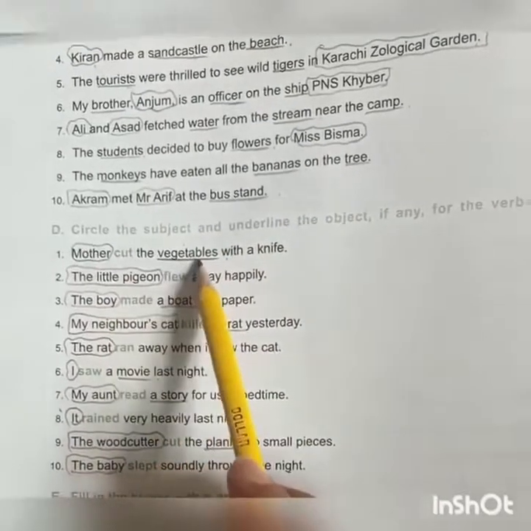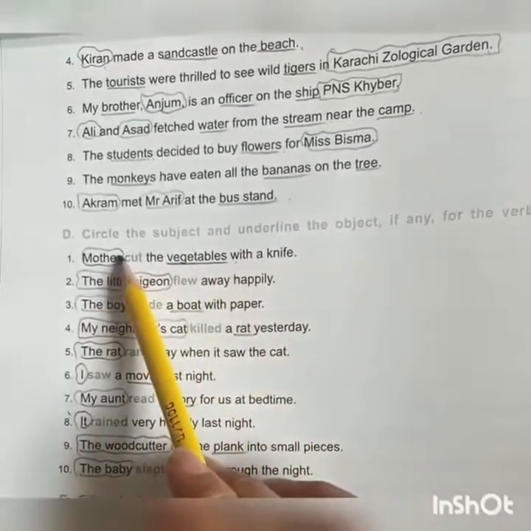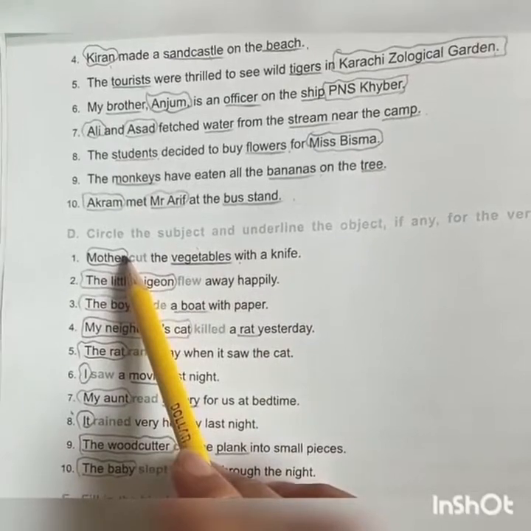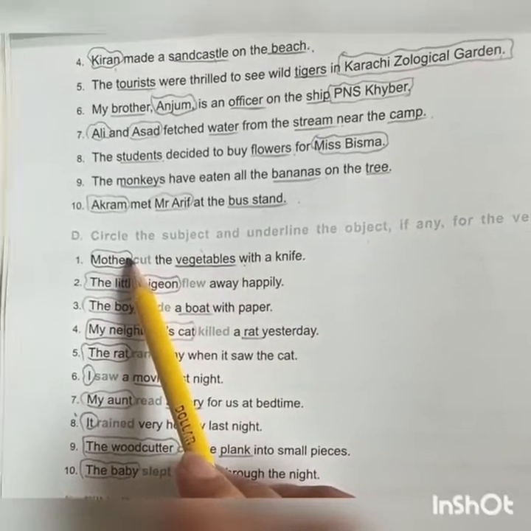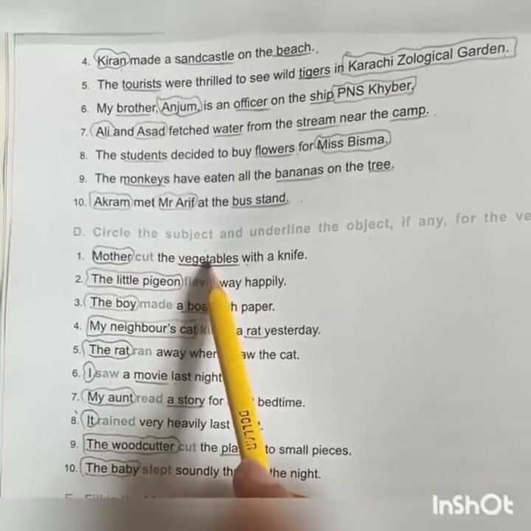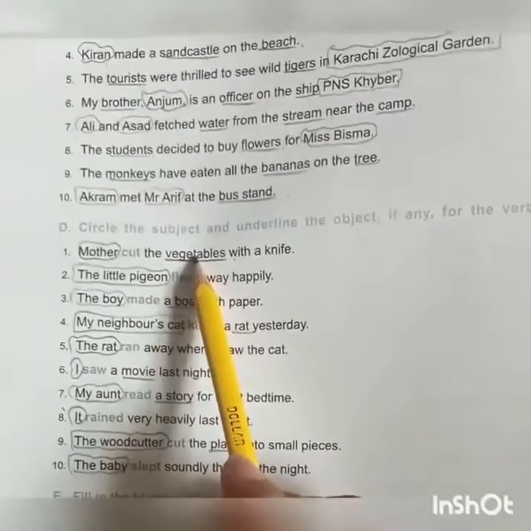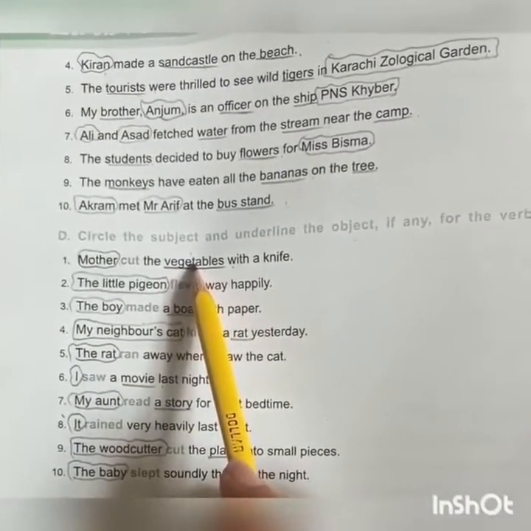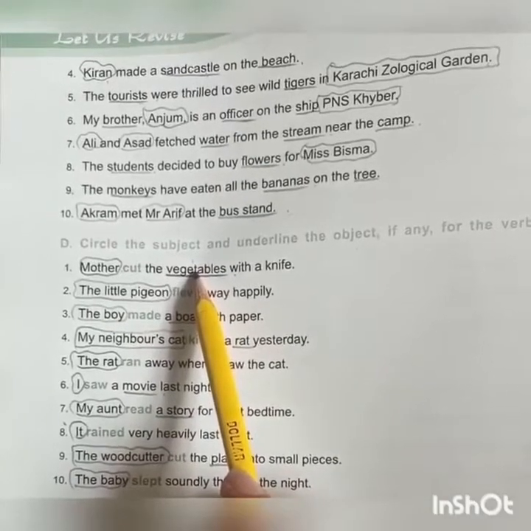Mother cut the vegetables with a knife. Here the mother, that is a subject who is doing the work. What work she is doing, that is cutting the vegetables, and on which the work is done, that is the vegetables. So vegetables here are the object.